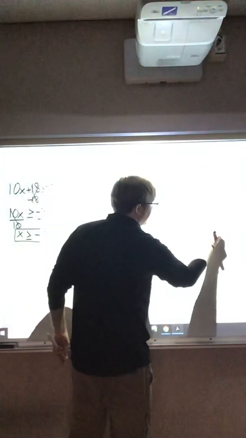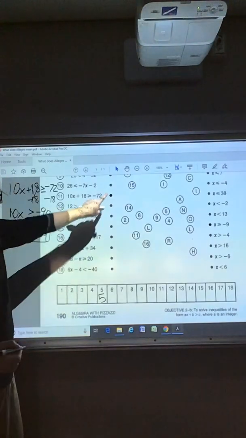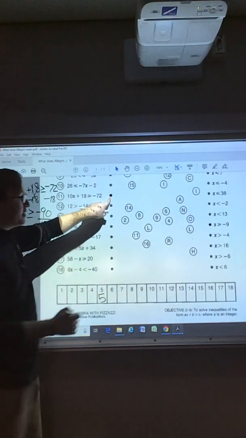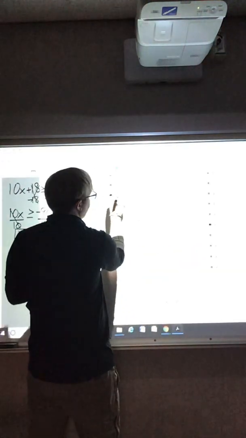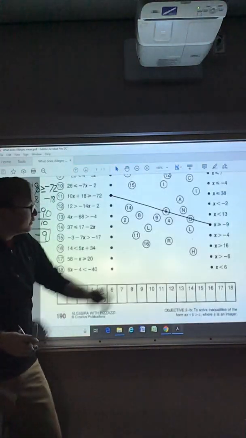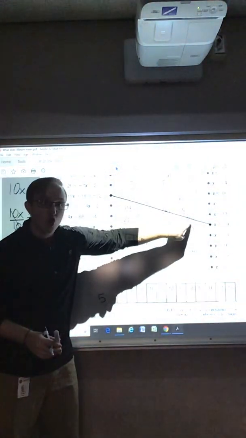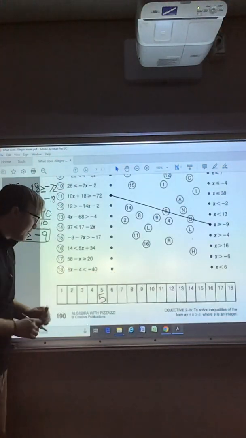X is greater than or equal to negative 9 is right here. So I have to draw a line from here to here. Let's do that. If I draw a straight line, look at that. It went through 6 and O. That means where I see 6 down here, I put O.